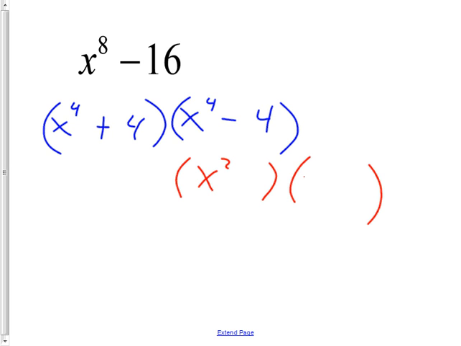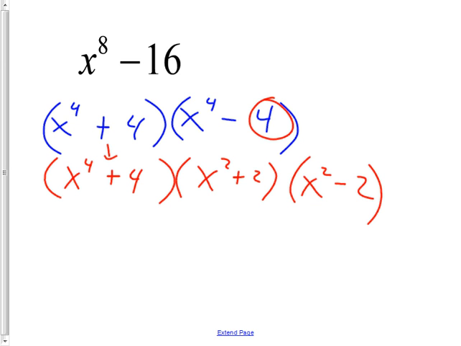Yes, except you're wrong. No, hold on. X squared minus... Oh. You're just not taking the square root of the 4. Square root of 4 is 2. Okay, so it's x squared plus 2, x squared minus 2. And then this one just drops straight down. X to the 4th plus 4.